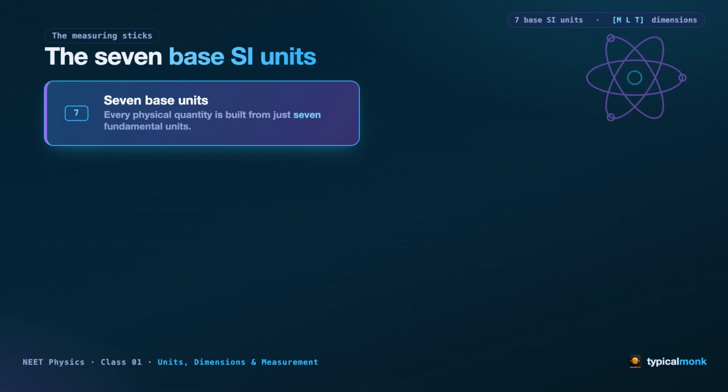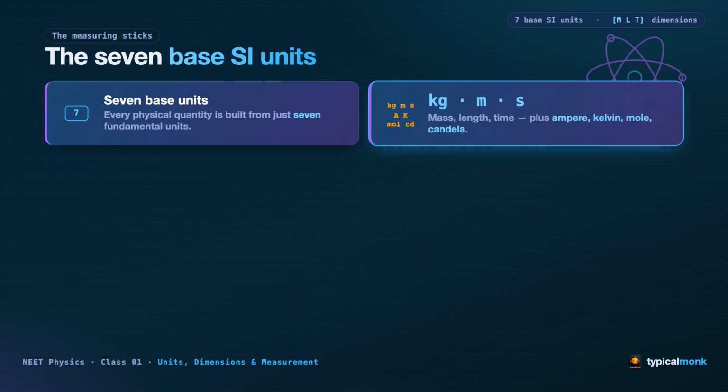Let us start with what we measure against. All of physics rests on just 7 base units. 7. That is the whole foundation. Every quantity you will ever meet is built from these. The 3 you will use most are the kilogram for mass, the meter for length, and the second for time. The other 4 are the ampere for electric current, the Kelvin for temperature, the mole for amount of substance, and the candela for luminous intensity. 7 sticks and nothing more.